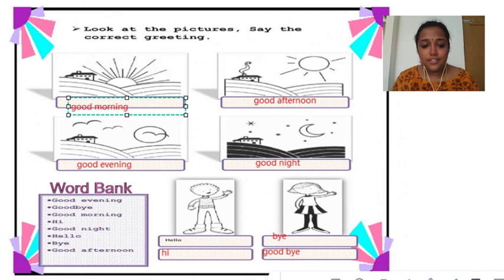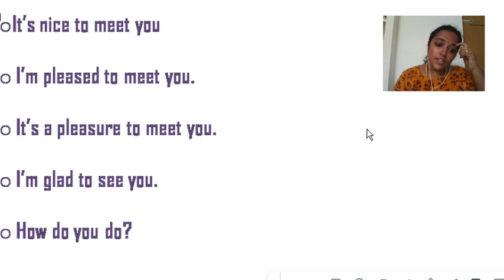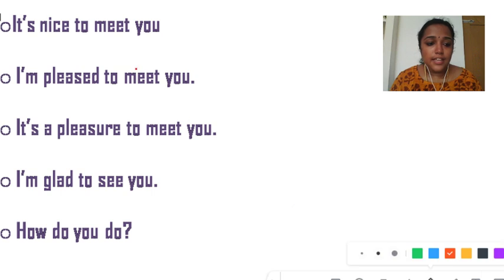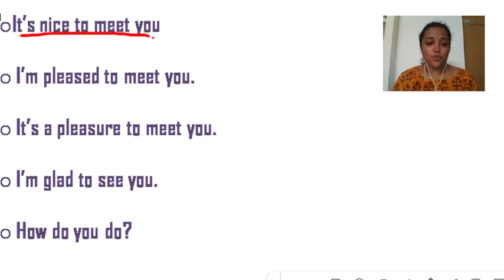Now let's discuss other ways of greeting in a formal situation. Which are the other ways in which we greet a person? This is the other phrase that we use: it's nice to meet you. If you are seeing a person for the first time and you have started talking with him, and you felt happy after talking to that person, what will you say? It's nice to meet you.